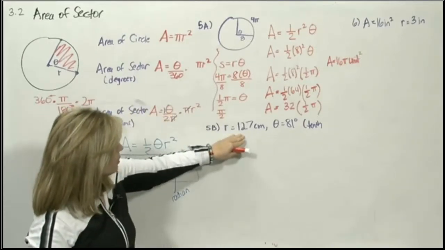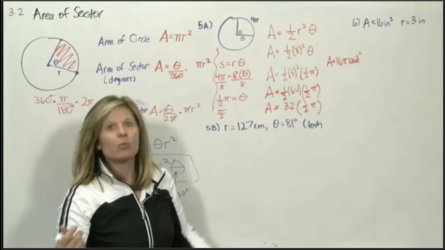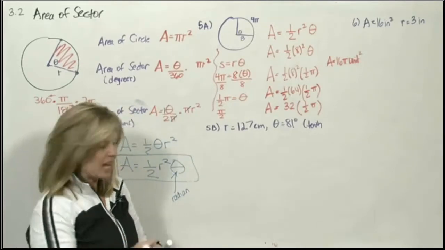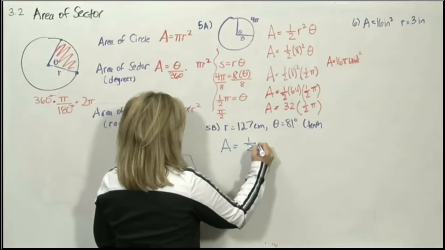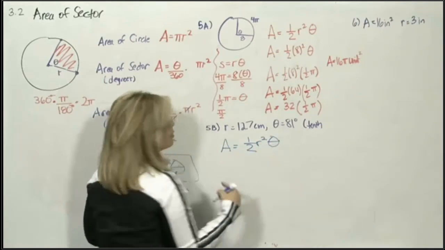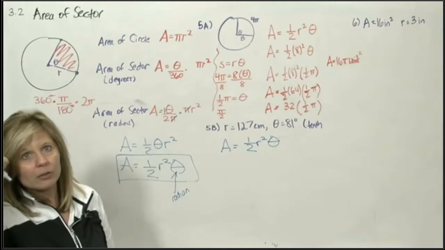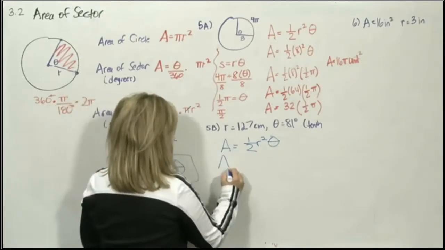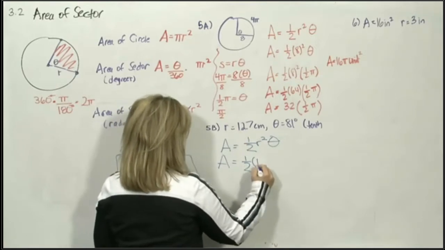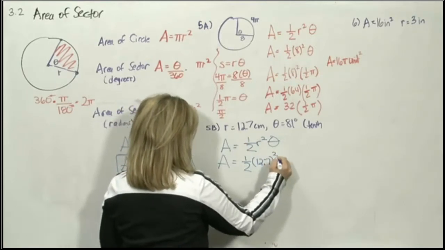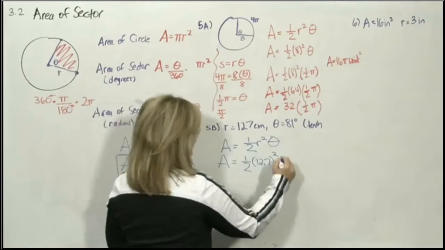They give me R, they give me theta, and they want the area to the nearest tenth. So again, I write my formula. Area equals 1/2 R squared theta. The more you say the formula aloud, the quicker you'll memorize it. You substitute in 1/2. We know the radius. It's this decimal, 12 7/10, squared. We know our theta. It's 81 degrees.